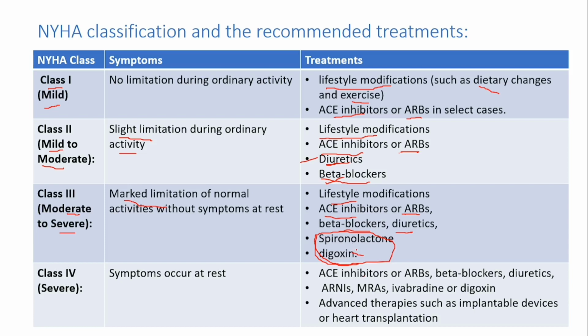Okay, they are not actually the first line drugs for congestive heart failure. The first line is a combination of the diuretics and the ACE inhibitors or ARBs. Okay, these are the first line. What does class 4 say?